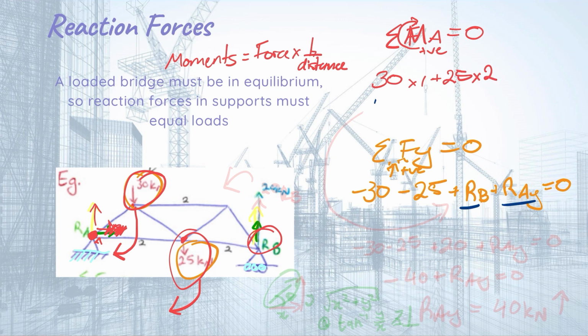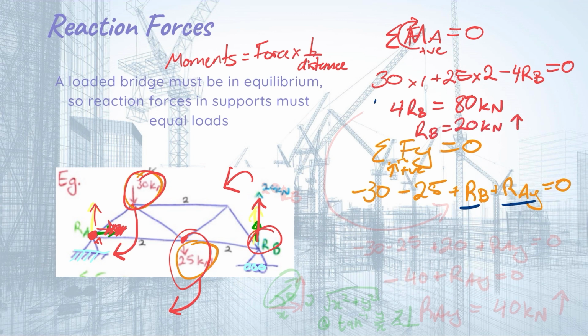And the other force, reaction B, is going to turn the bridge that way about the point A, and it has a perpendicular distance of 4. So we're going to go minus 4RB must equal to 0. And if we solve that, then we get 4RB is equal to 80 kilonewtons. So RB is equal to 20 kilonewtons in the upwards direction. Excellent. So now we've got our reaction force in B.